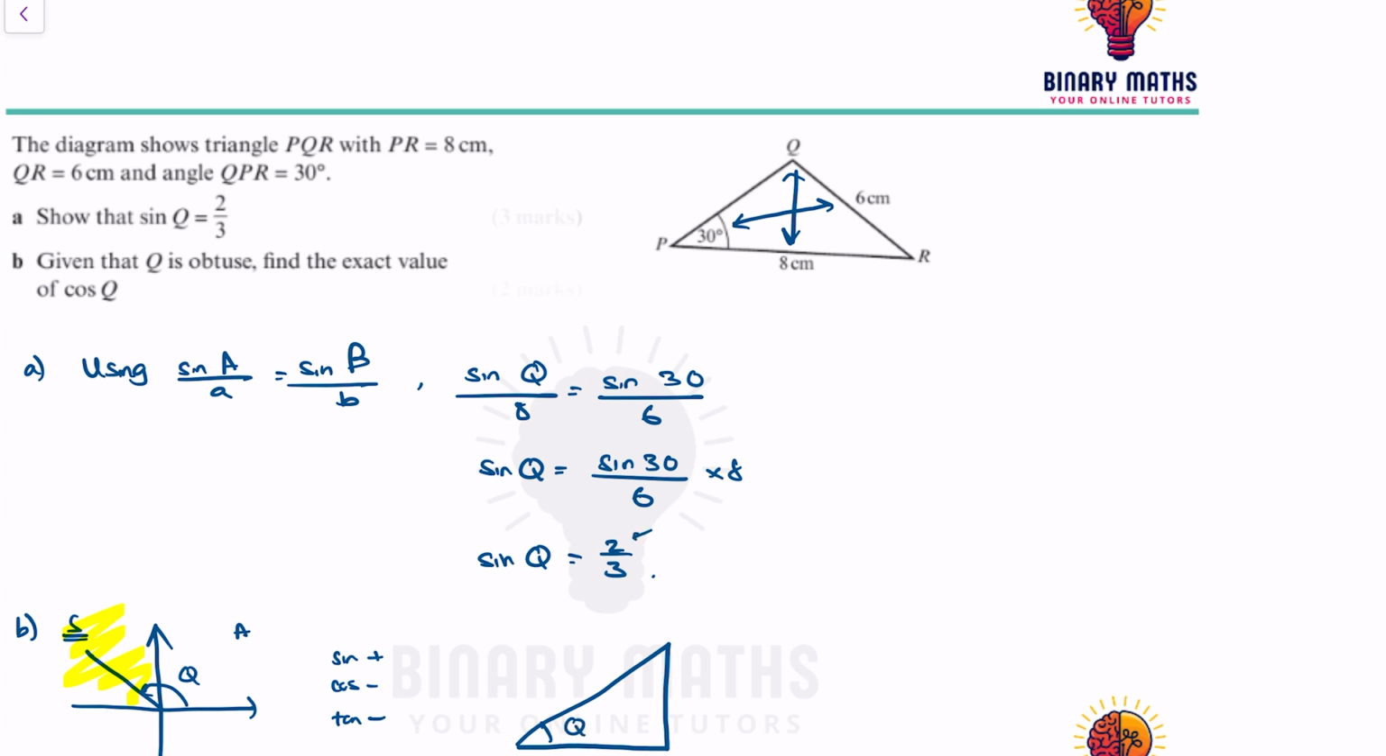Sine is equal to opposite over hypotenuse. So opposite is 2, hypotenuse is 3. So this part will be the square root of 3 squared take away 2 squared, which is 9 take away 4 square rooted, which is root 5. So if I'm trying to find, given that Q is obtuse, the exact value of cos Q, then cos Q, because cos is negative, is negative adjacent over hypotenuse: adjacent is root 5 over hypotenuse, which is 3.